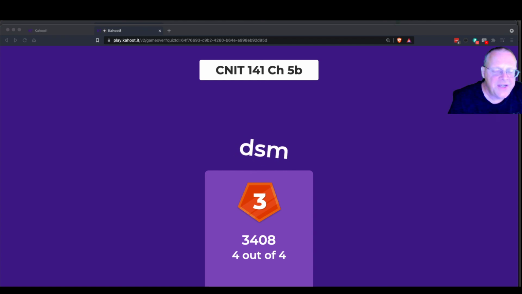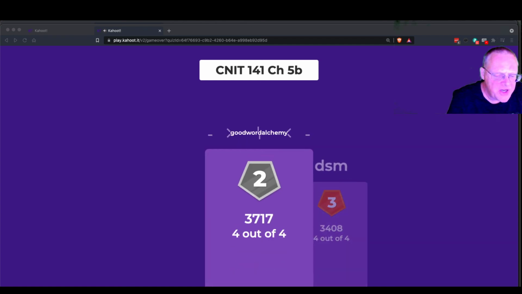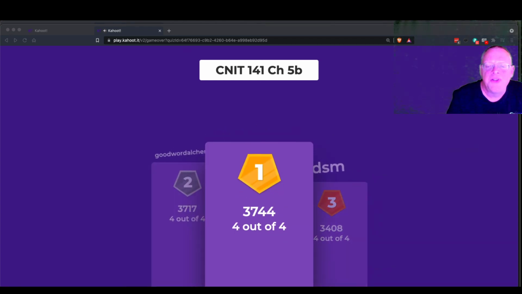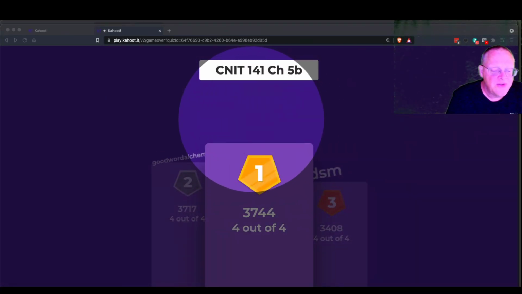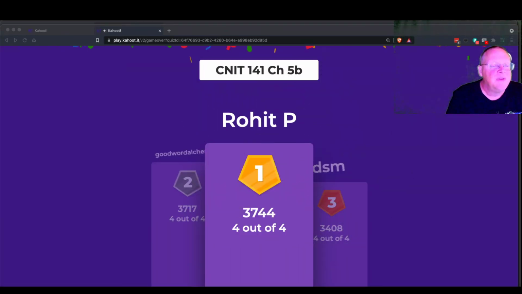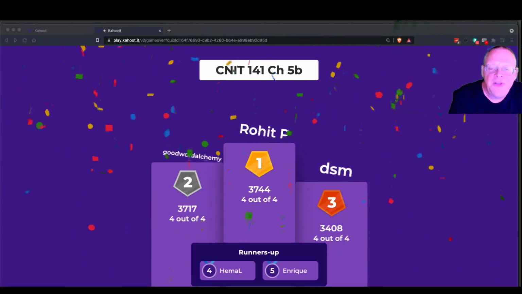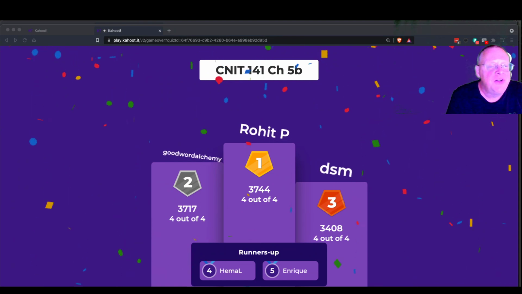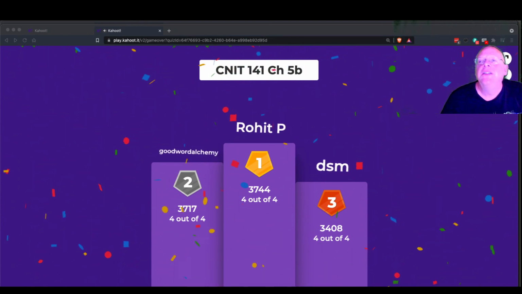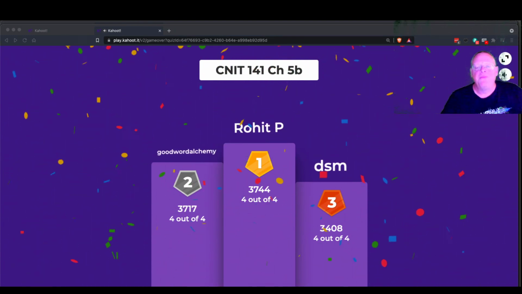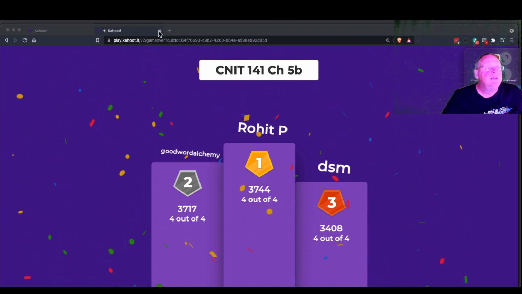So we got DSM. I think they might have to tell me who they are, although those might be good initials. And Goodwood Alchemy, I know who that is. And I know who Rohit is. If DSM are initials, my grader will figure it out. If not, you have to tell me who you are if you want your points. All right.